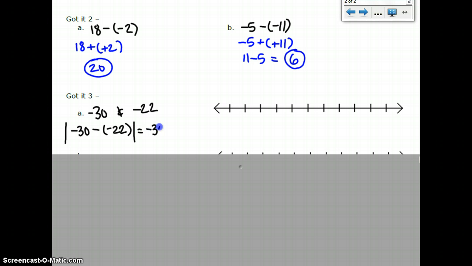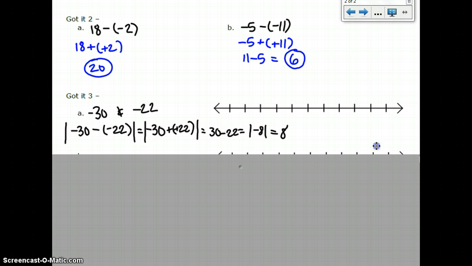Negative 30 plus a positive 22. The absolute value of that answer. Okay, 30 minus 22 is 8. And it will be negative because our 30 is bigger, so we need the absolute value of negative 8, which is simply 8.